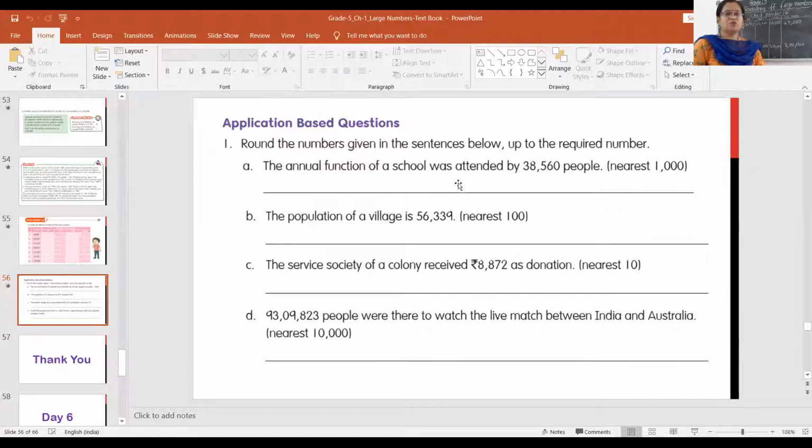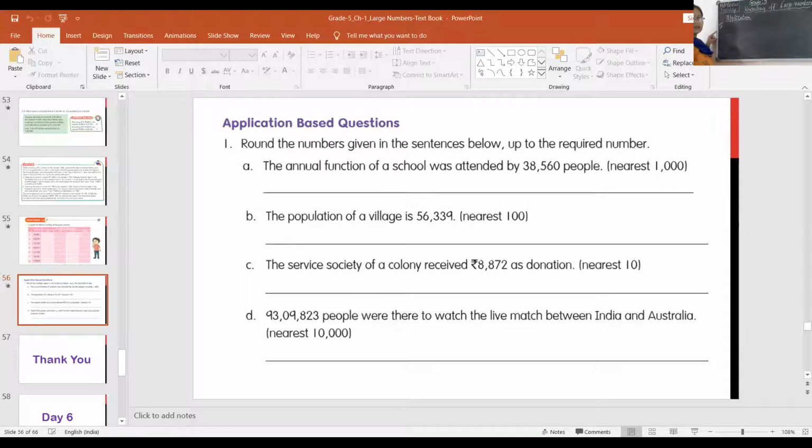Annual function of a school was attended by 38,560 people. Only a single line is given to you. How to do the sum? This one I will explain to you. Okay. It is an application based question. In every chapter, after checkpoint 1.2 or 1.1, you will get one application based question. Application based questions mean where you are using it every day.